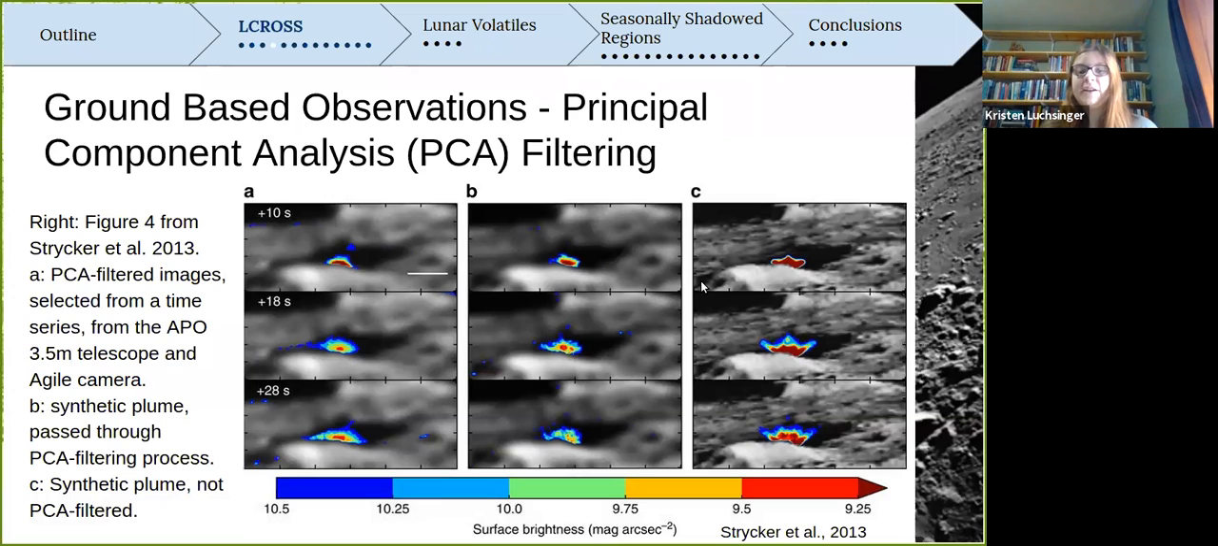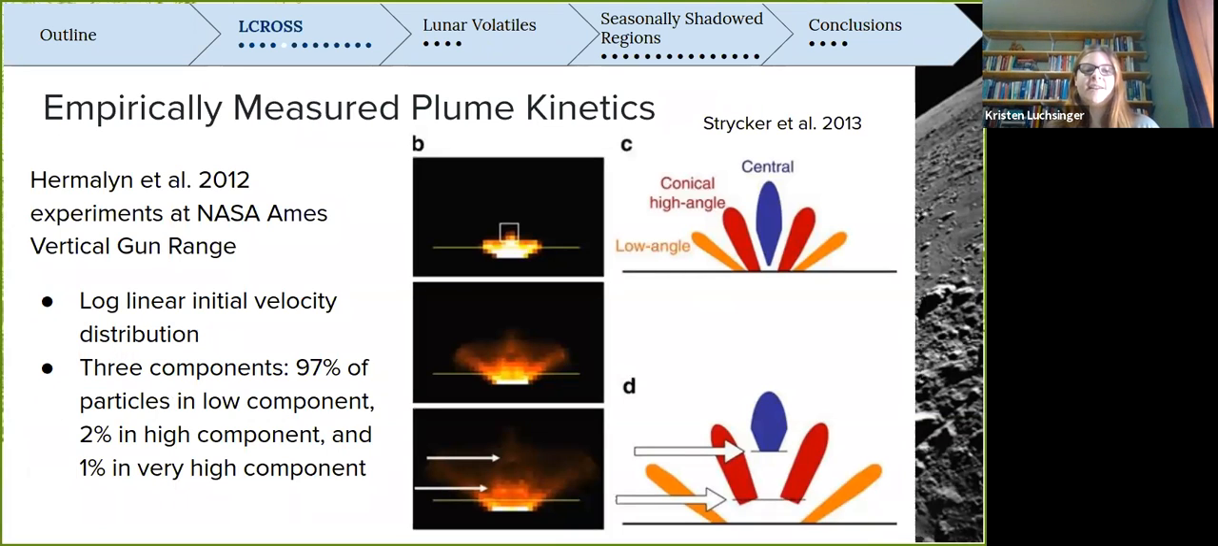And then they also published synthetic modeled plumes that they also passed through the PCA filtering process. And so a new version of the synthetic plume is what I'm going to be talking about today. The synthetic plume is designed to mimic empirically measured plume kinetics that were measured by Hermalyn et al. in 2012 in experiments at the NASA Ames vertical gun range. So we have a log linear initial velocity distribution, and we have three components: a low angle, a high angle, and then a very central plume. And so I'm going to be mimicking this empirically measured type of plume. I'm not deriving my synthetic plume from first principles. I'm just trying to mimic the appearance and behavior of this experimental hollow cylindrical impactor plume.